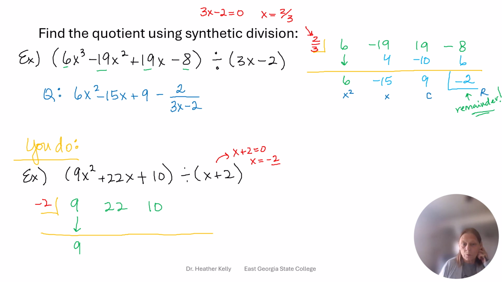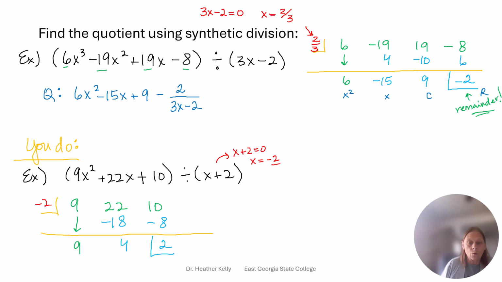And now we're going to multiply on the diagonals and add down. So negative 2 times 9 is negative 18. 22 minus 18 is 4. Negative 2 times 4 is negative 8. 10 minus 8 is 2.